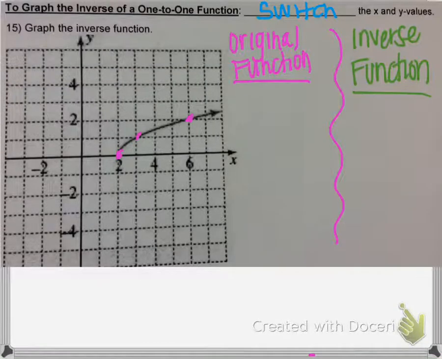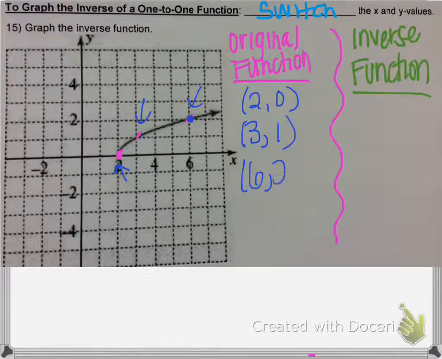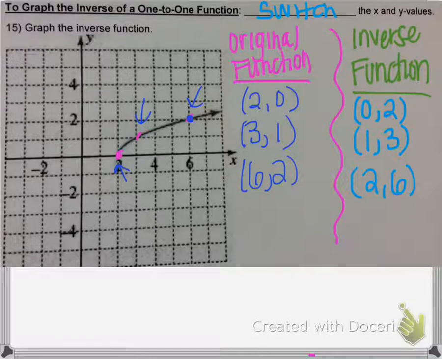So the points on the original function, we have a point right here. That is 2, 0. We have another point right here at 3, 1. And we have another point right here at 6, 2. If we want to graph the inverse function, we're going to switch those numbers. So instead of 2, 0, we'll have a point at 0, 2, and 1, 3, and 2, 6. So go ahead and graph those points now.